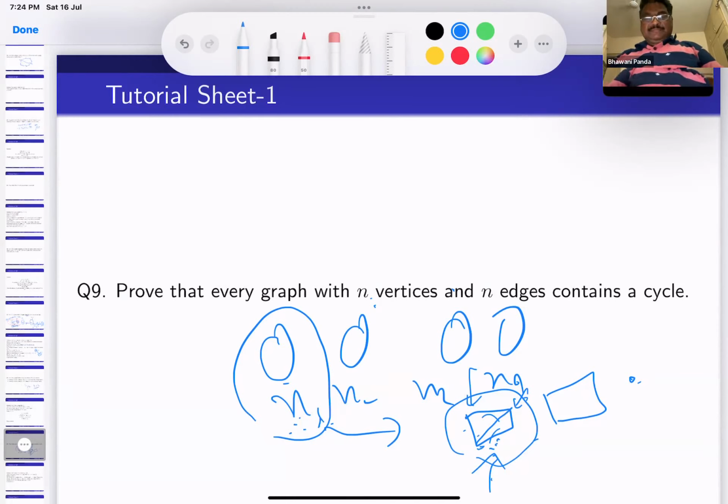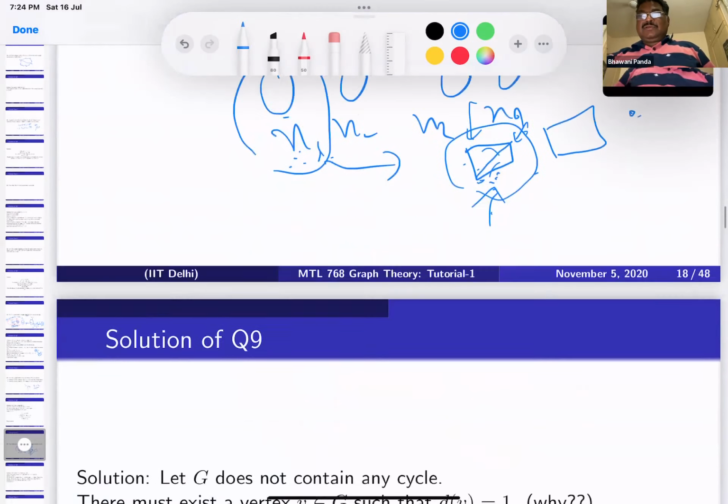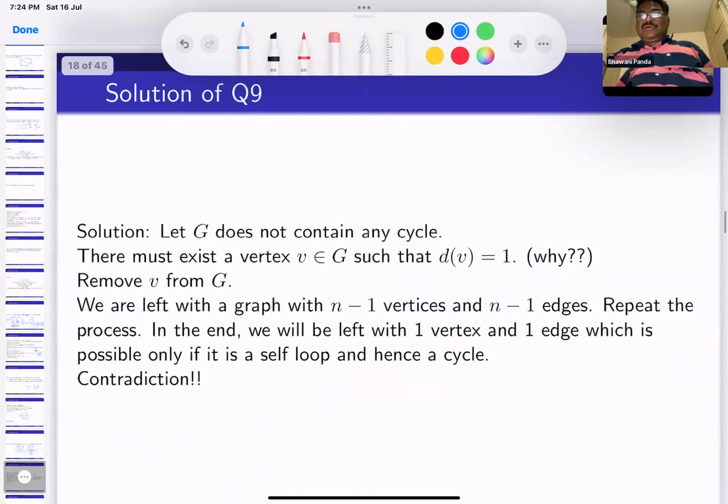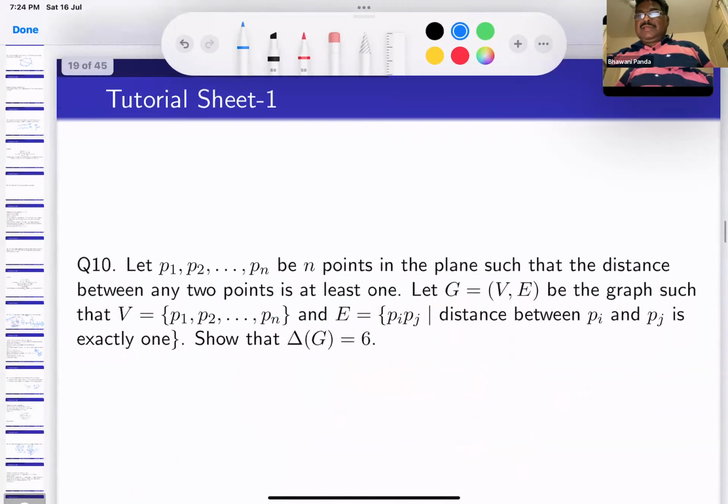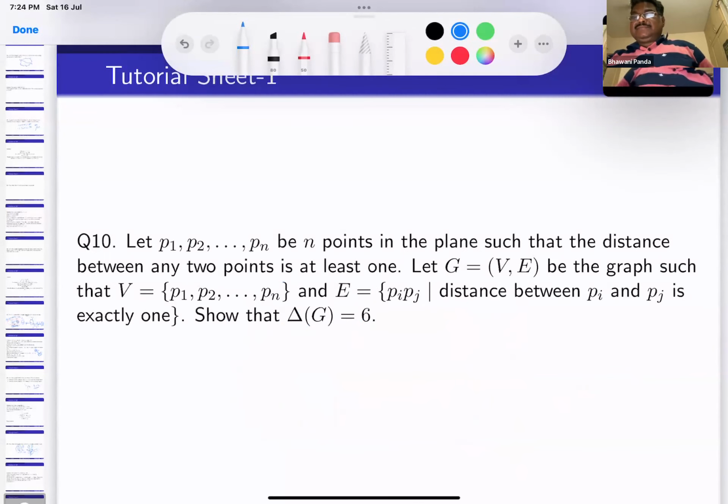Fine. Yes, sir. Okay. This is what you did in the class, right? So kindly correct this. I have not corrected this one. I told you this should be less than or equal to, at most, not equal to. Yes, sir. So the maximum degree is at most 6.